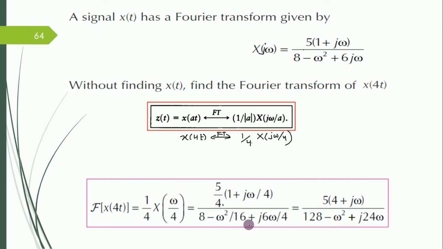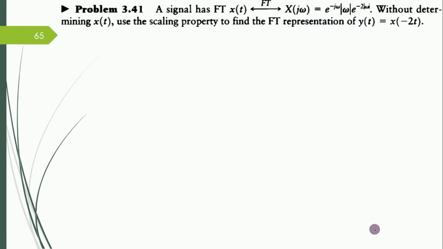In order to compensate for it, I multiply by 16 throughout. So when I multiply by 16 throughout, we get it in this fashion. You can do this simplification. Okay, so this is the answer. My job here is just to make you aware of how properties help us solve difficult problems in an easier way. Okay.